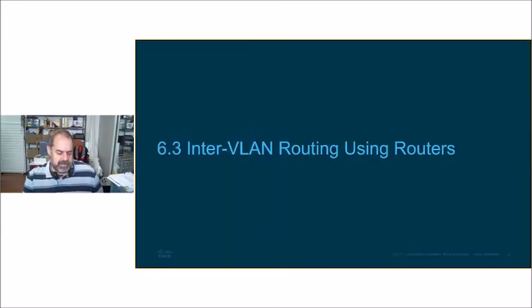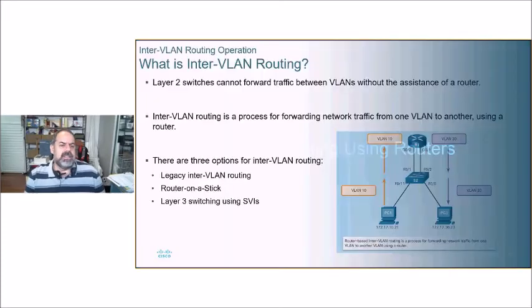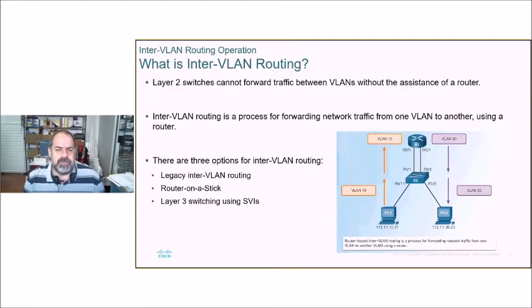Okay, so inter-VLAN routing. I think this is the last topic for this chapter. And so layer 2 switches cannot forward traffic between VLANs without assistance from a router. Inter-VLAN routing is a process of forwarding traffic from one VLAN to another using a router. And so the three major options are, first, legacy inter-VLAN routing. So basically that's what this is, a port on a router per VLAN. And that does work nicely, but if you add another VLAN, you need another port on the router. And so you start running out of ports very soon, and it can cost you more money, more hardware.